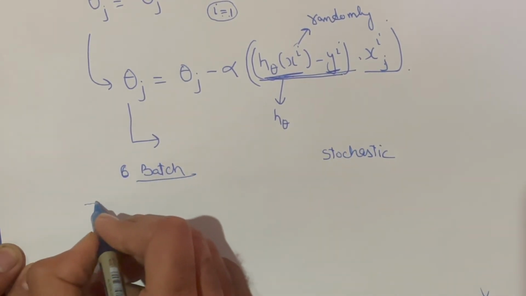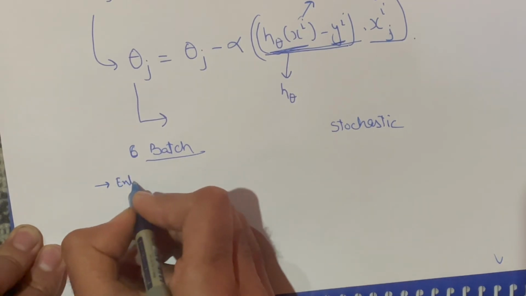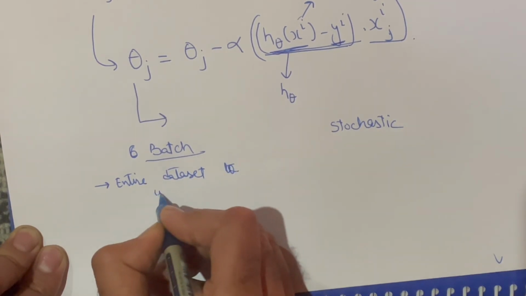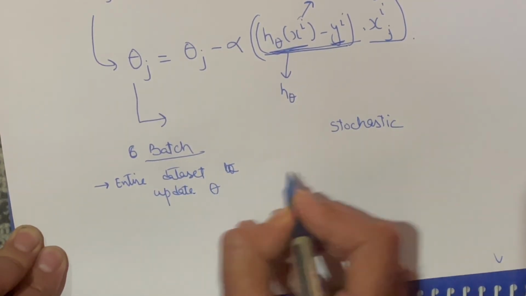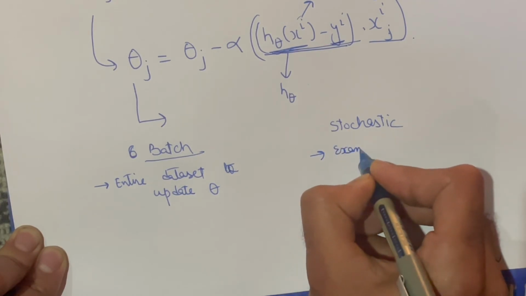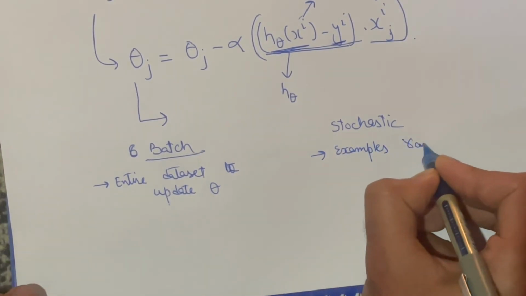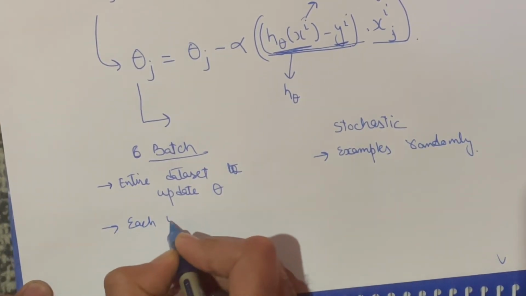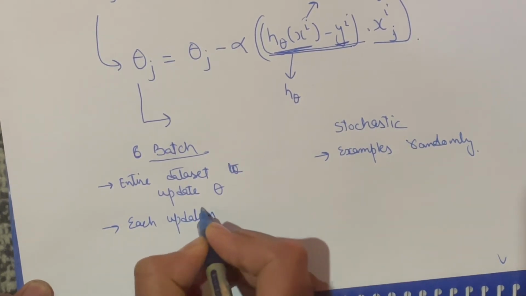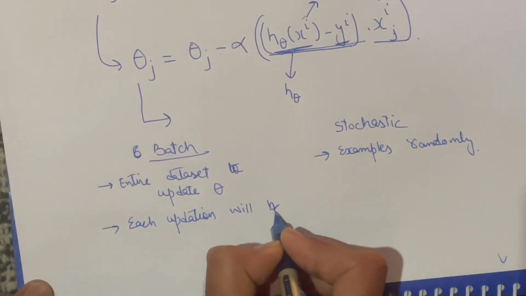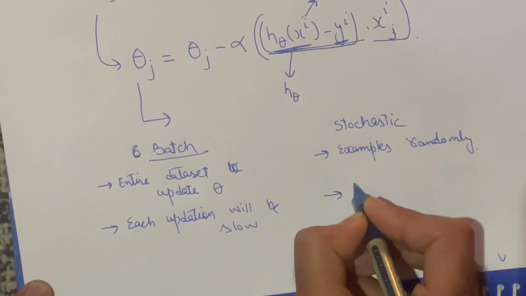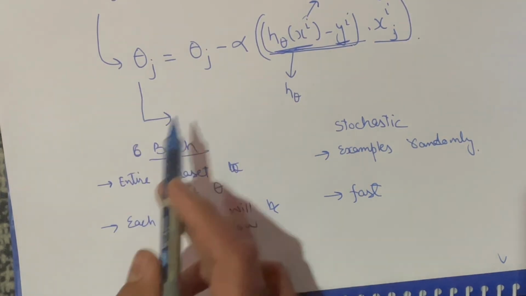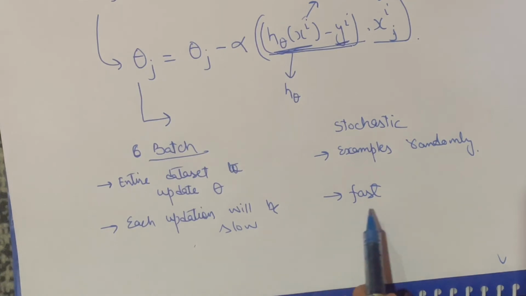Batch uses the entire data set to update theta. Stochastic uses examples randomly, one example at a time. So each update will be slow in batch, but here each update will be fast. That is the main difference. Every update arrives after some time in batch, but in stochastic it is very fast.